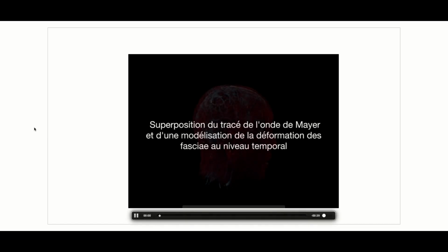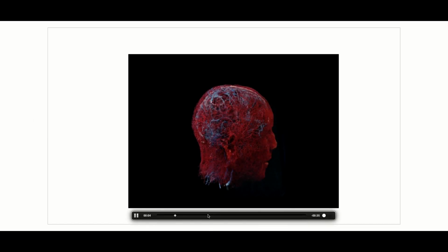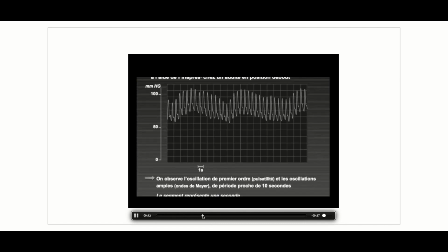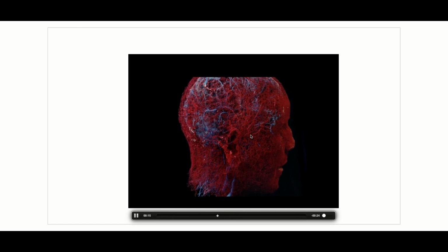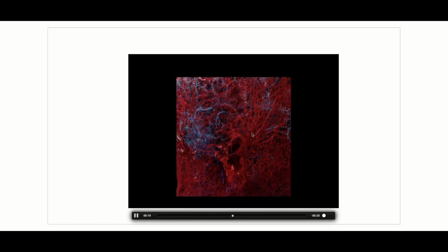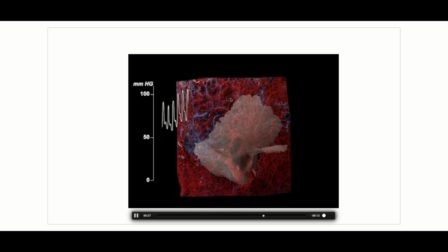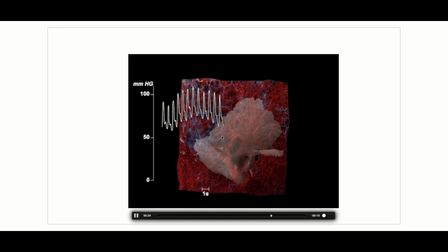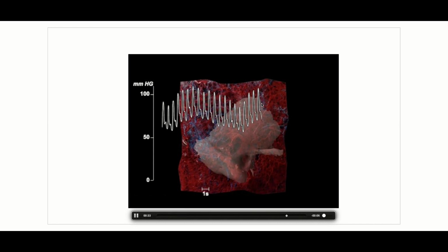And in fact, this is an example of just what I was saying. So you see, this is the wave, and in fact, if we zoom on this part of the body, you will see that according to this variation of pressure, the tissues will move also. And this is a Mayer wave.